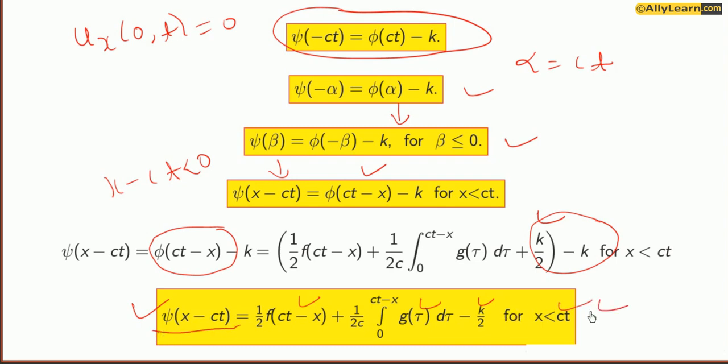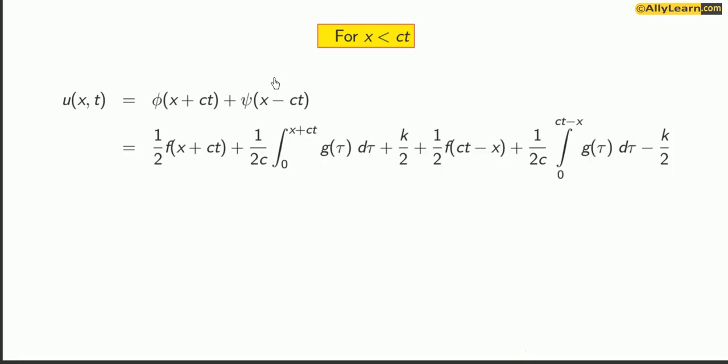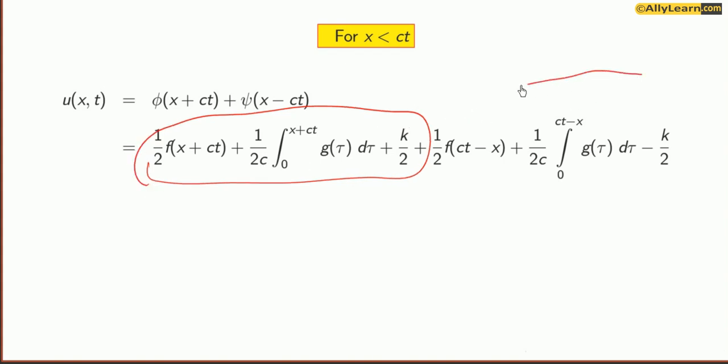So friends, upon getting this value, only one last thing is left, that is to introduce the values of phi and psi in the general solution. So for that, let's revisit our general solution. So for the case x minus ct, I will introduce the value of phi and psi. In this general solution, u at x comma t equals phi of x plus ct plus psi of x minus ct. Now, the value of phi that we obtained on the previous pages was this, and the value of psi of x minus ct that we just obtained previously is this one.